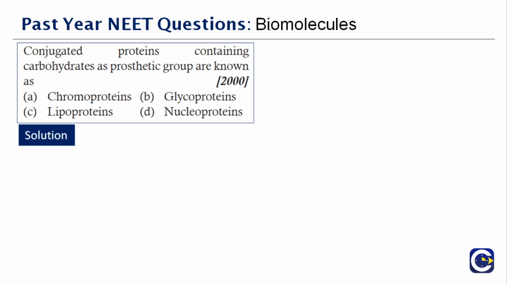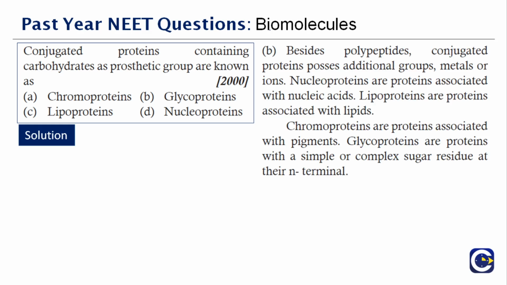It's very clear. Out of the 4 options given here, chromoproteins depend upon color. Lipoproteins are proteins associated with lipids. Nucleoproteins are associated with nucleic acids. And glycoproteins is the only protein associated with carbohydrate. Therefore, the correct answer to this question is option B, glycoproteins. That is what they have explained in the solution part. Chroma means they are stained with pigments.